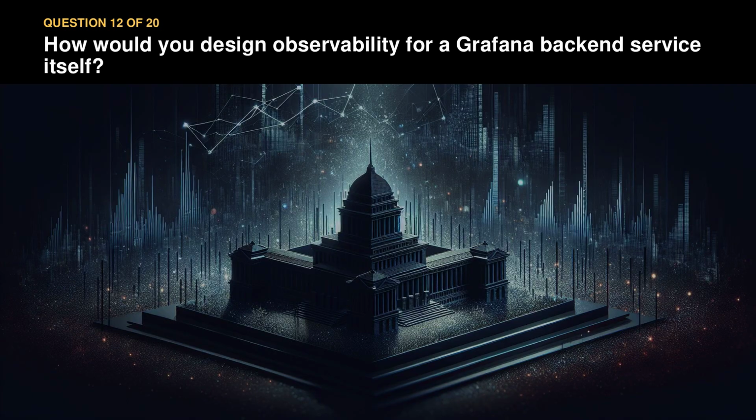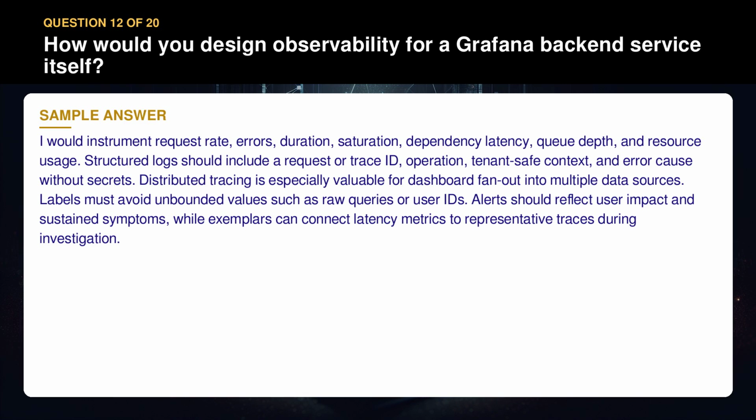Question 12. How would you design observability for a Grafana backend service itself? I would instrument request rate, errors, duration, saturation, dependency latency, queue depth, and resource usage. Structured logs should include a request or trace ID, operation, tenant safe context, and error cause without secrets. Distributed tracing is especially valuable for dashboard fan-out into multiple data sources. Labels must avoid unbounded values such as raw queries or user IDs.